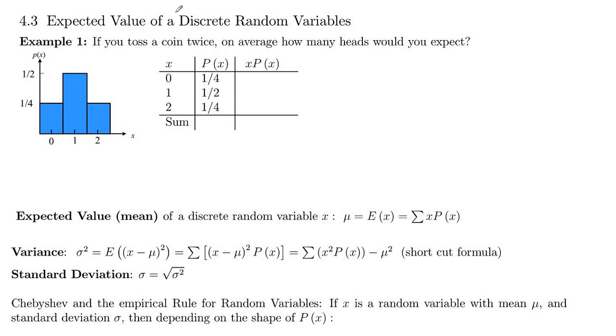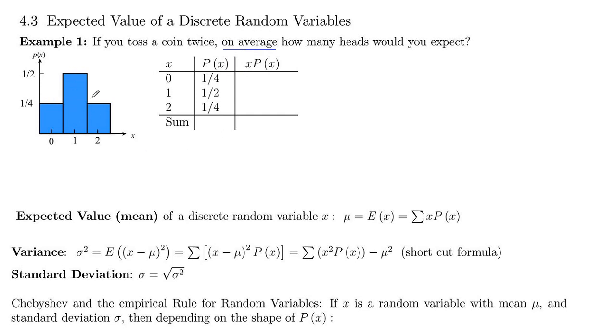Now we'd like to know where the center of a distribution is, and that point, also called the mean, is named the expected value. So the expected value of a discrete random variable is what we're looking at. If we go back to our coin toss example, we toss a coin twice. On average, how many heads would you expect? That's asking, what do we expect? What is the mean? What is the average of the distribution?